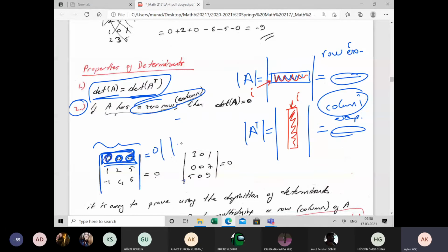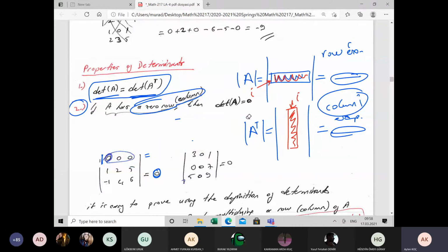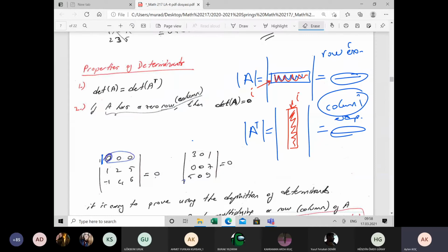And of course, this is also valid for a column: if our matrix contains a zero column, we obtain zero. What's the reason? Because we choose this column and use the second column expansion here, so we obtain 0. So no computation is needed, and we obtain the result because our matrix has a zero row or column.